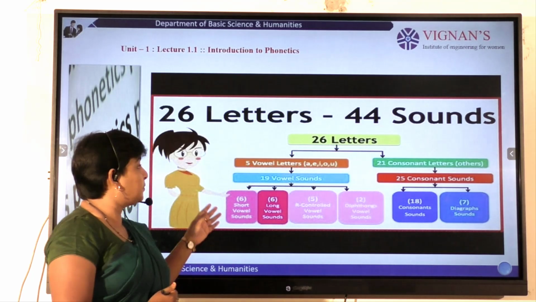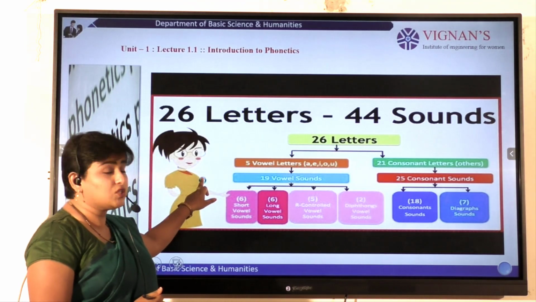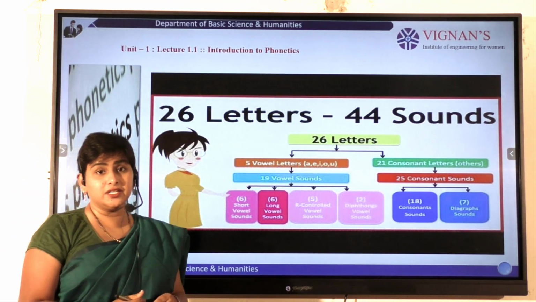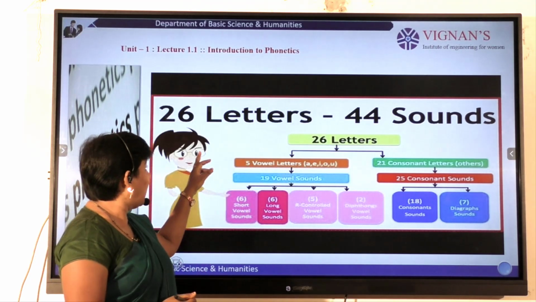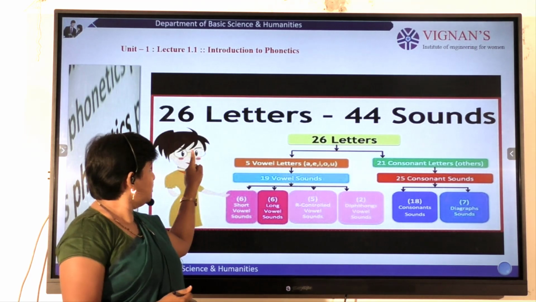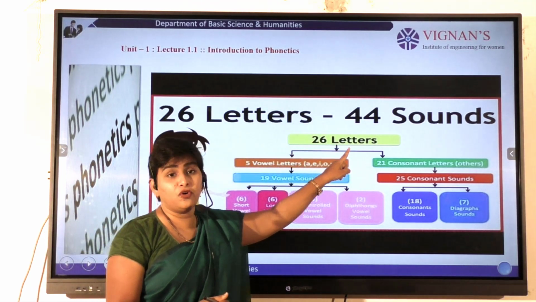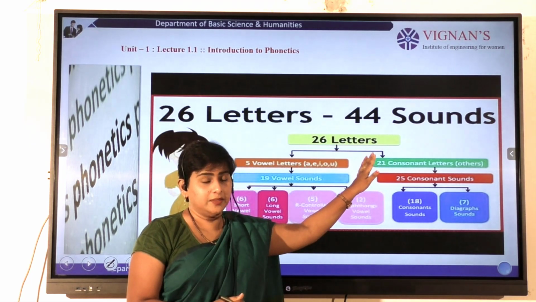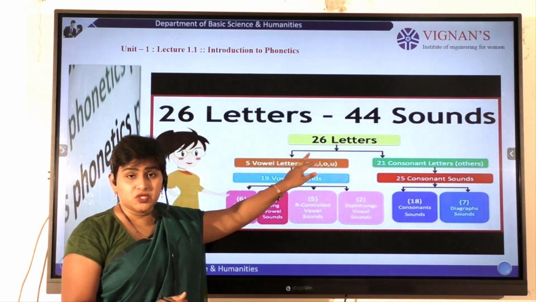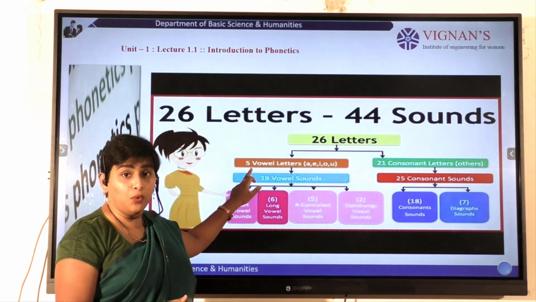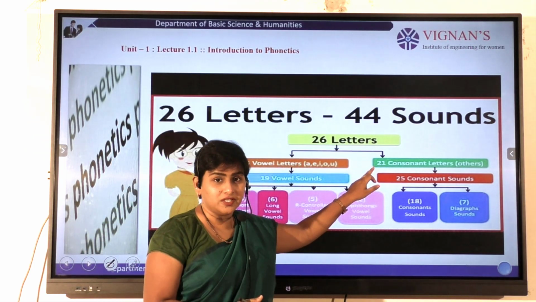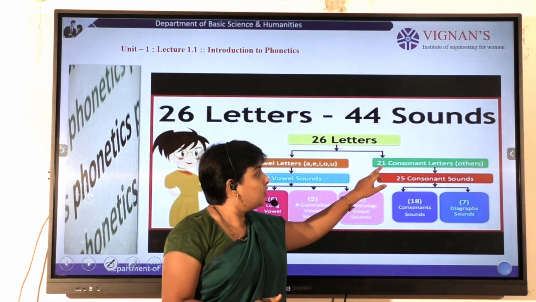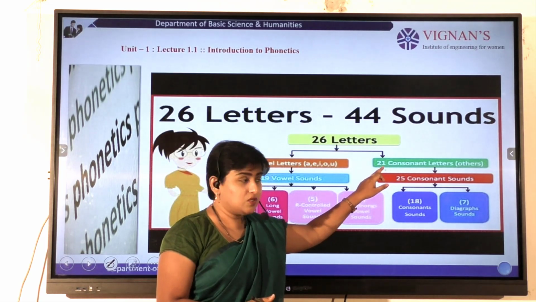Our first slide explains the 26 letters we have in English and the 44 corresponding sounds we have in English. In English, as we all know, we have 26 alphabets. For 26 alphabets, we have 44 corresponding phonetic symbols, which we call IPA. These 26 alphabets are further classified into 5 vowels and 21 consonants. The 5 vowels are A, E, I, O, U, and the consonant letters are the rest of the alphabets.